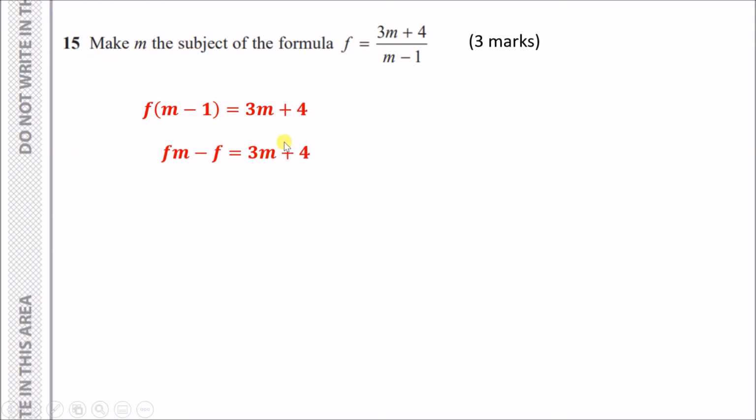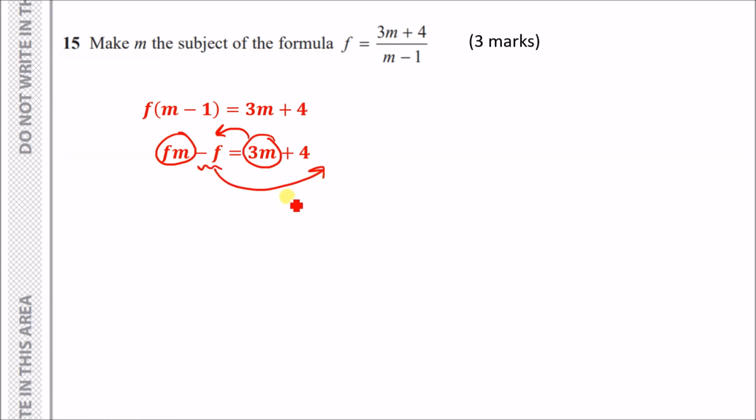Now, from here, the best thing to do, in order to make m the subject, is to try and move all the m terms to the same side, yeah? So far, it looks to me like we've got an fm over here, and we've got 3m over here. So we want to basically shift this across here. And once we've got all the m terms on one side, it's good. And then we just get rid of the non-m terms across. So here we've got the minus f, and that can go on this side.